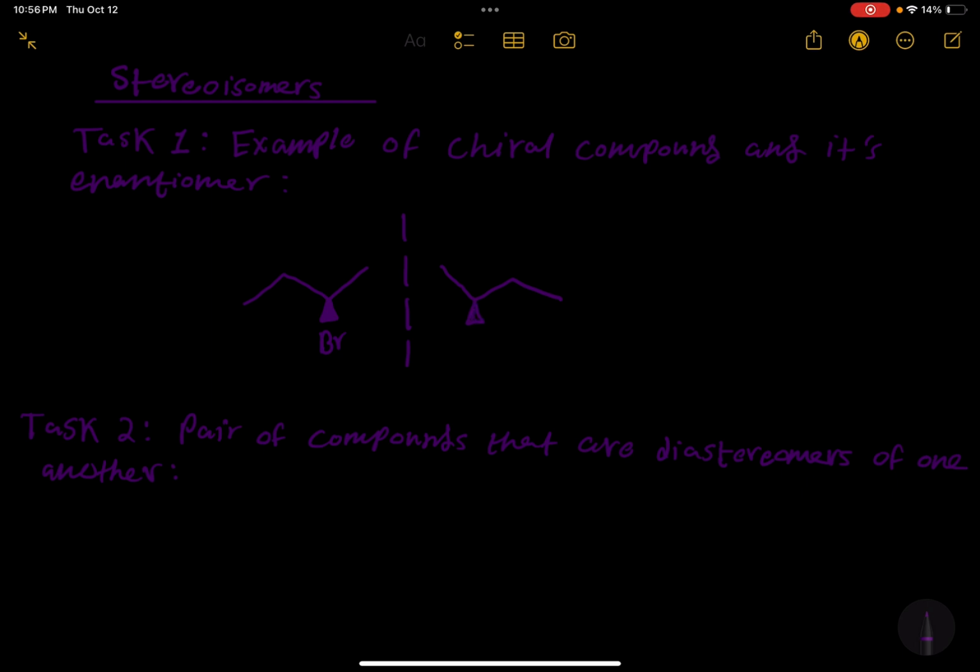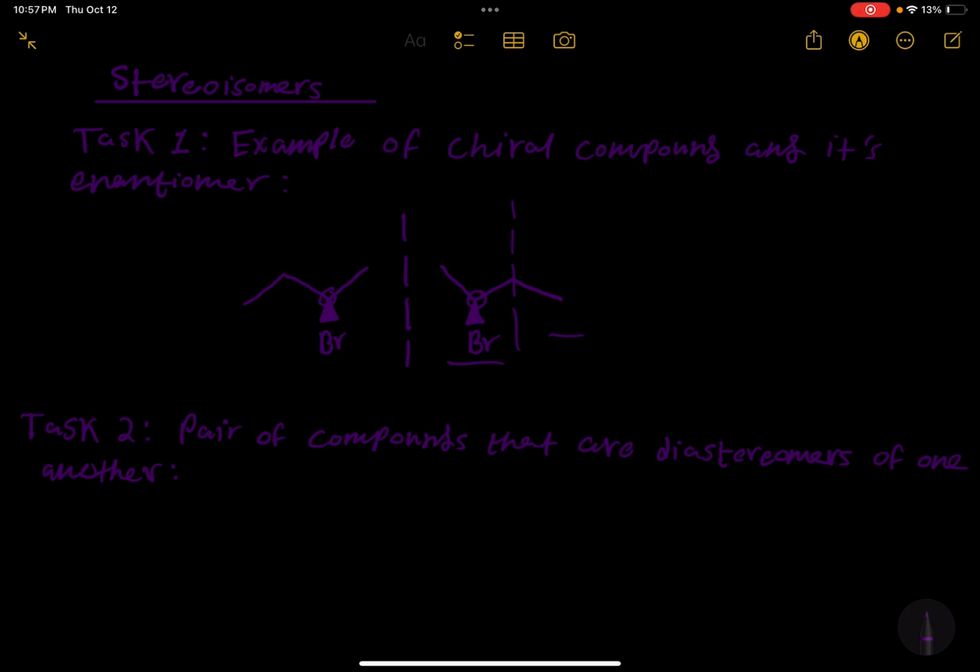This is an example of an enantiomer. Also, they have chiral centers represented here. An enantiomer is also asymmetric. They don't have a line of symmetry. So when you put a line, both sides are not the same. So it indicates that it's an enantiomer and not superimposable.